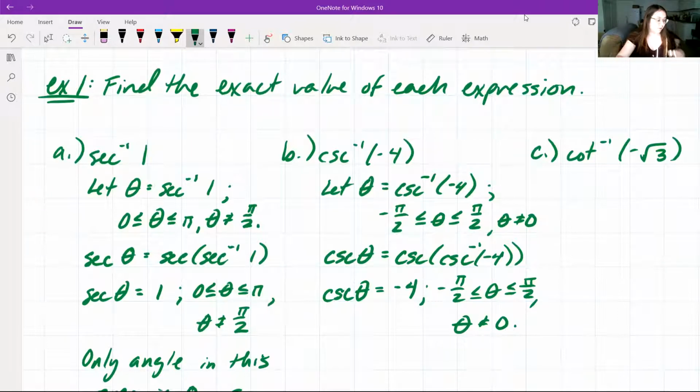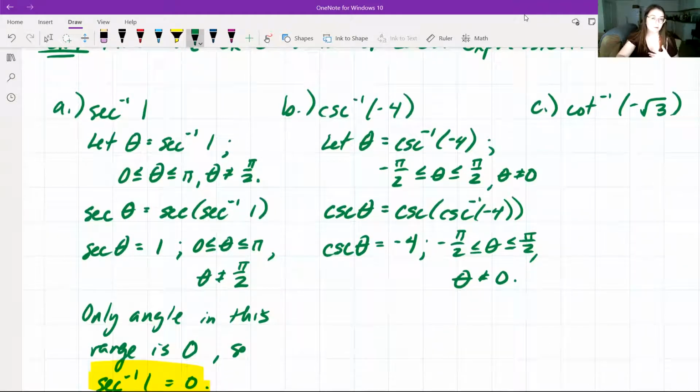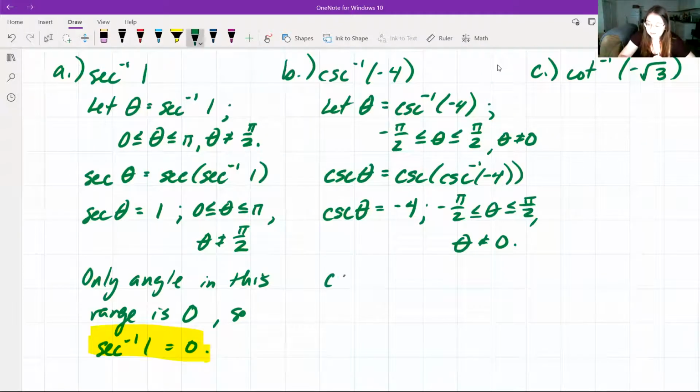All right, so we know that there's some value of theta that has to give us cosecant of theta equal to -4 when theta is in this interval and not equal to 0. We know that cosecant is just going to be 1 over sine theta. Cosecant of theta is also equal to 1 over sine of theta. So now we're saying that 1 over sine of theta is equal to -4.